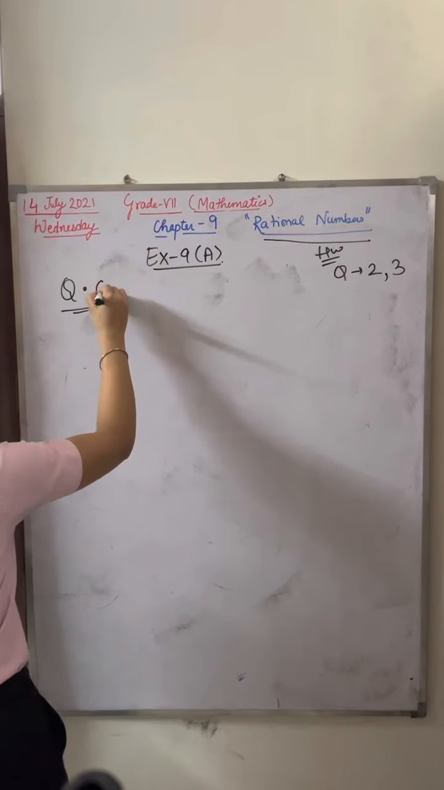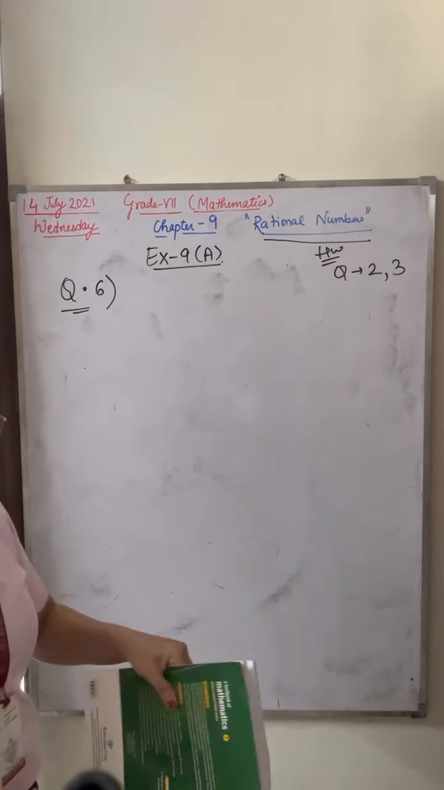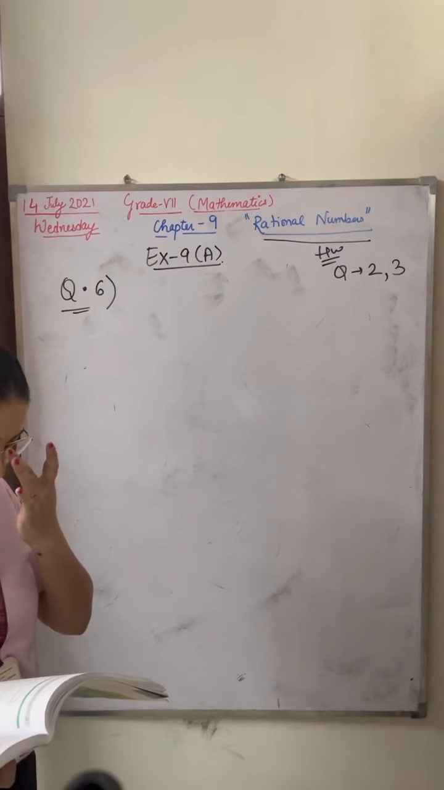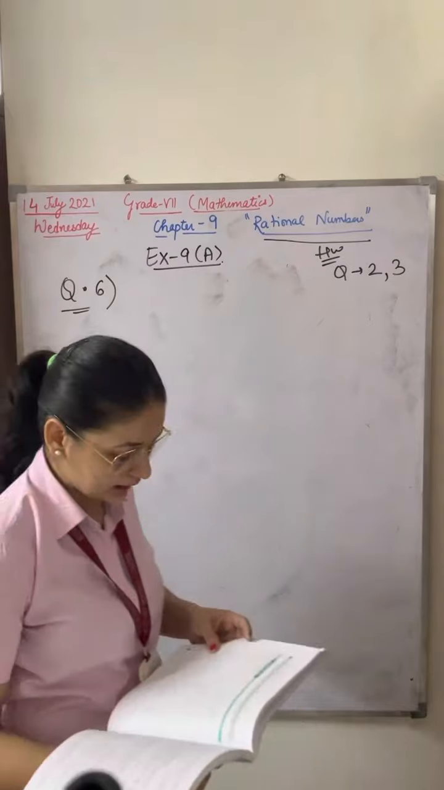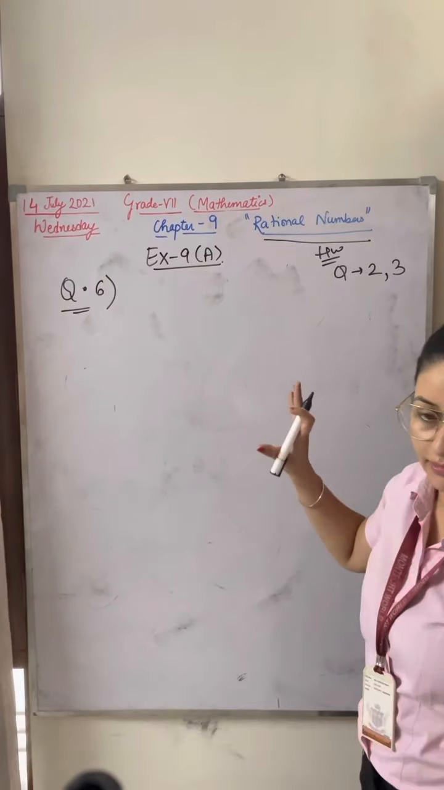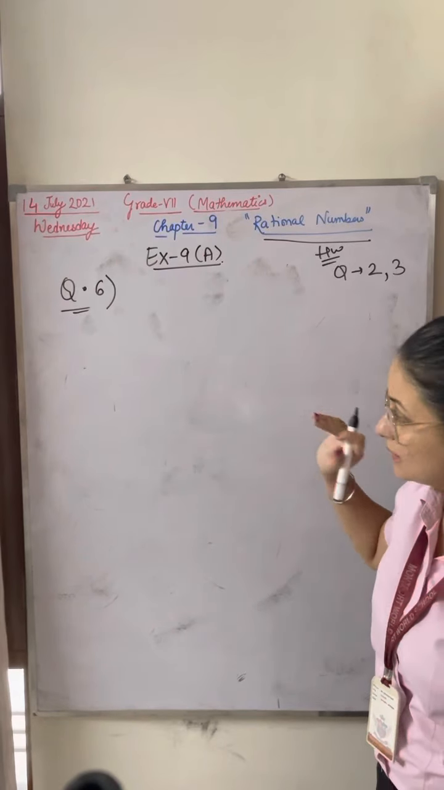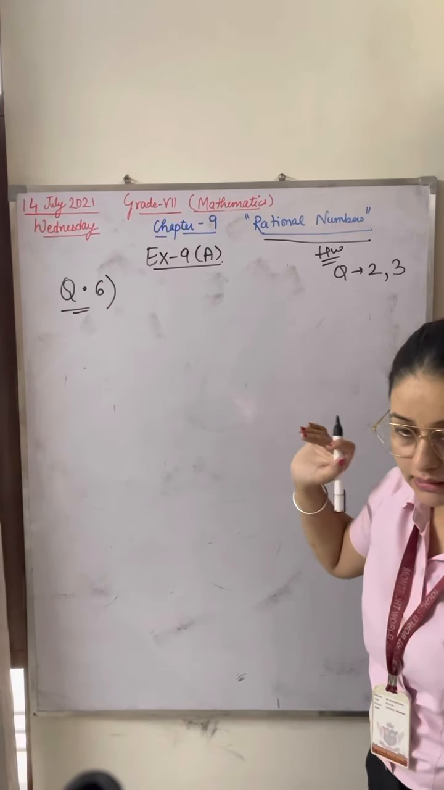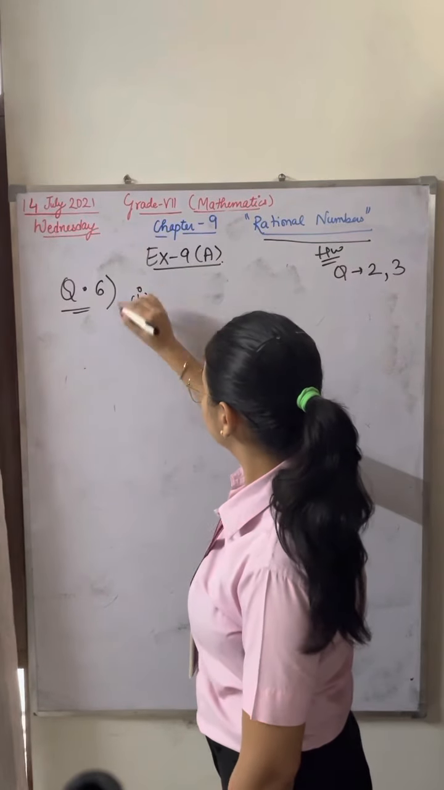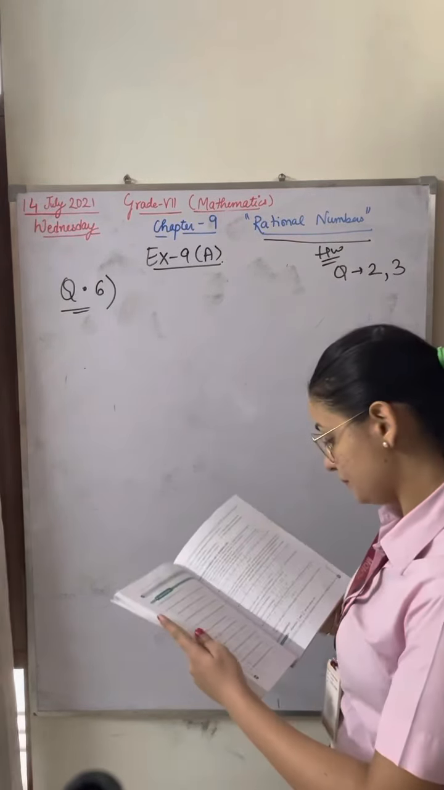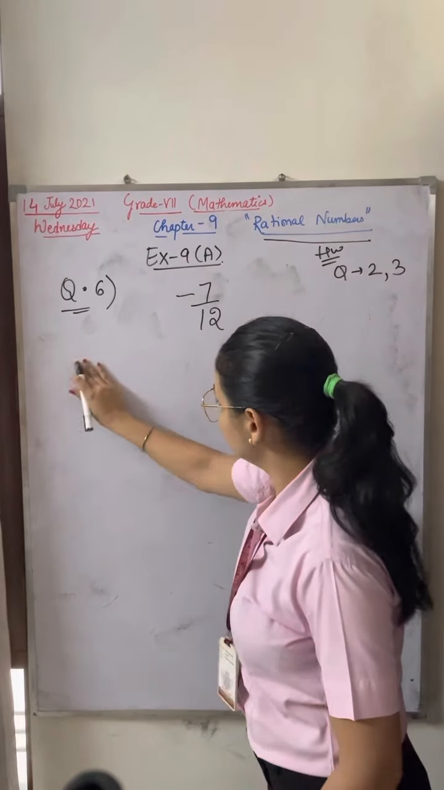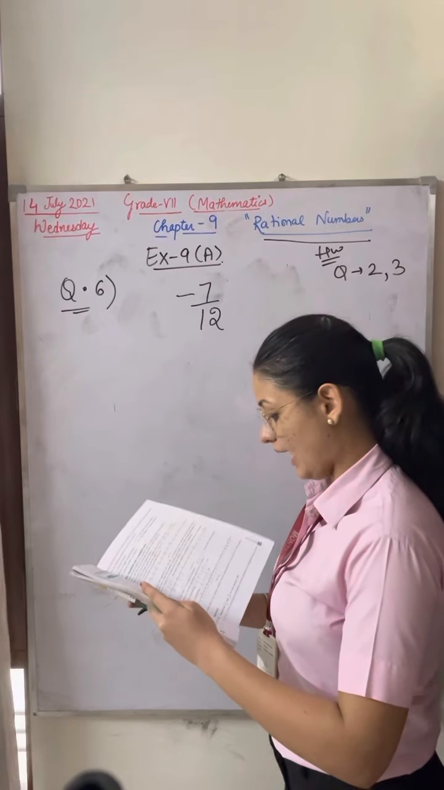Now I'm going to start question 6. Express minus 7 upon 12 as a rational number with numerator 21. Please, for these questions 6 and 7, you have to put some attention in the class. In these questions you have to understand it. First part: first of all, what is given in the question? Minus 7 upon 12.